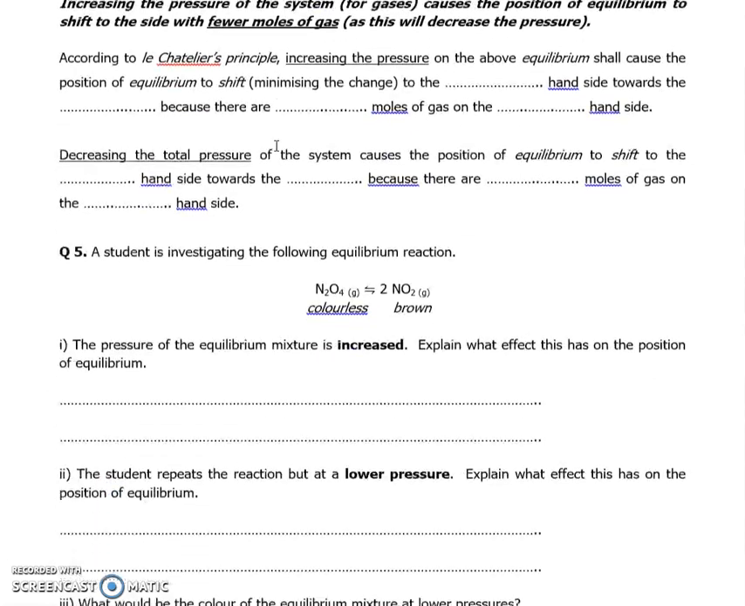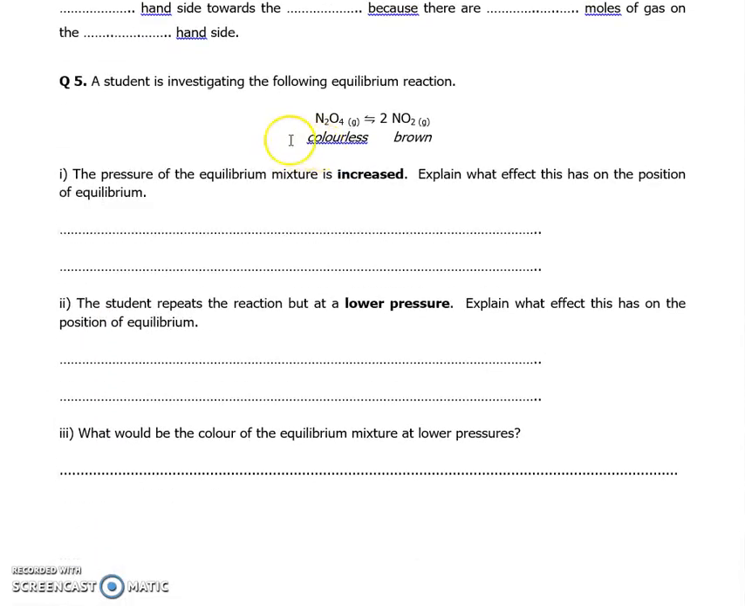Okay, so another example would be here, question 5. You've got N2O4 and NO2 in equilibrium. N2O4 is colourless, NO2 is brown. If you increase the pressure of this reaction mixture, the equilibrium is going to shift to the side with the fewer moles of gas. So it's going to shift to the left, and therefore what you would observe is that the reaction mixture would go lighter in colour or paler in colour. Okay.